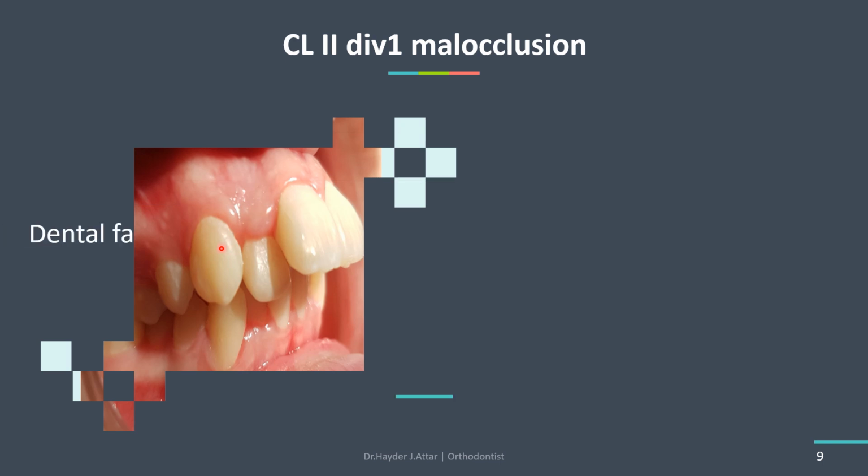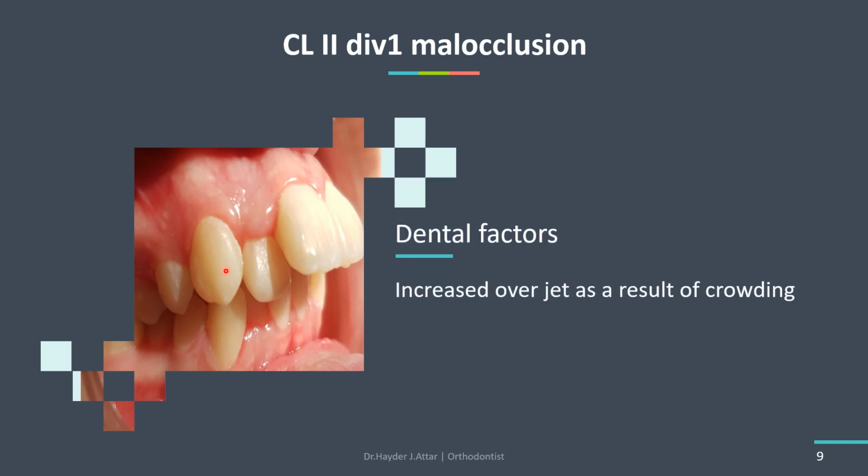For the dental factor, most class 2 div 1 cases have an increased overjet because of the deficient arch length that causes the maxillary incisors to procline anteriorly to compensate for the deficiency in the arch length. In some cases, in addition to the increased overjet, there is crowding in the class 2 div 1 malocclusion.